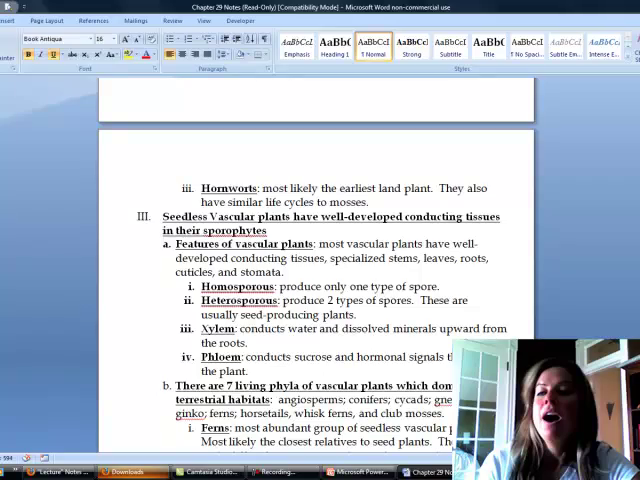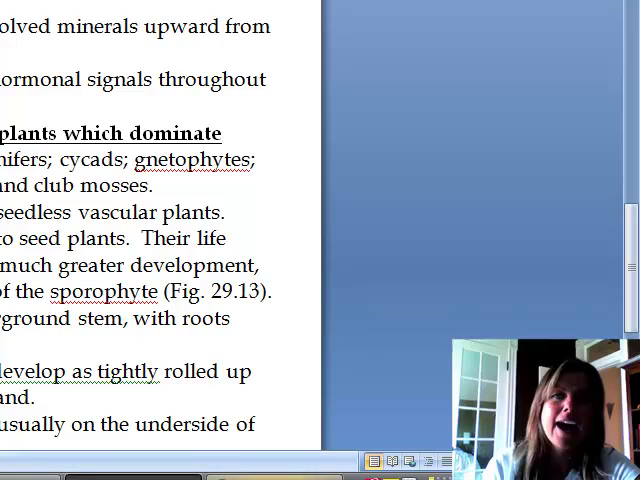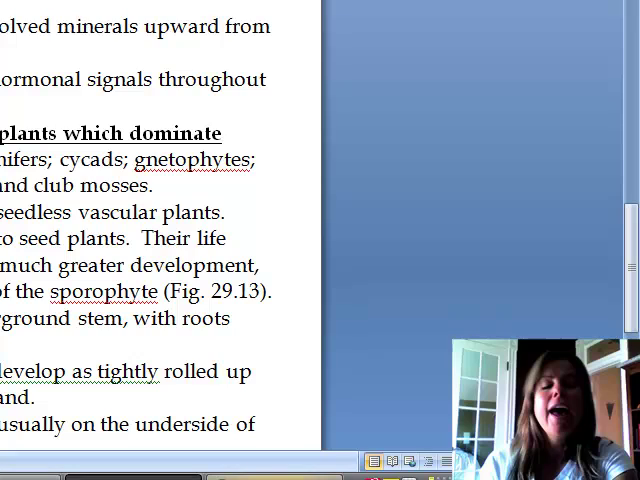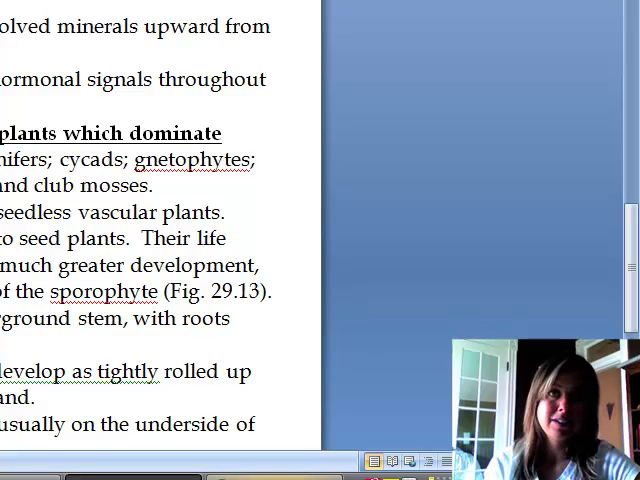The last part here is going to be talking about the seedless vascular plants. Seedless means obviously they don't make seeds, so they're going to make spores. And plants in general can either be what's called homosporous, which is what the seedless vascular plants are going to be, or heterosporous, which is what the seed-producing plants would be. Homo means same, so all of the spores that they make are the same. Heterosporous means they make different types of spores, and that's how you produce a seed. We talked about the xylem, that's going to conduct water. And the phloem is going to conduct hormonal signals and also food and nutrients throughout the plant.